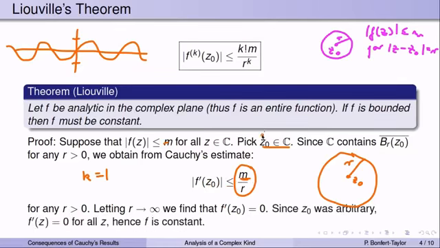Since z0 was an arbitrary point, we can repeat this at any other point in the complex plane and find that the derivative of f is equal to 0 everywhere. An analytic function whose derivative is equal to 0 is a constant function. So if I have a function that is analytic in the entire complex plane and bounded, then it must be constant.